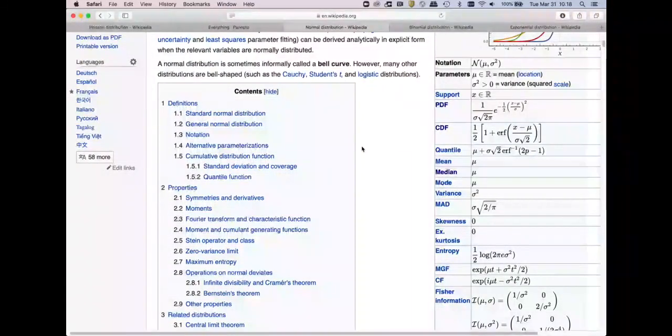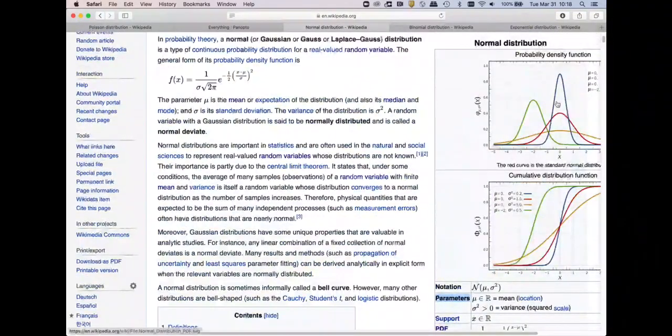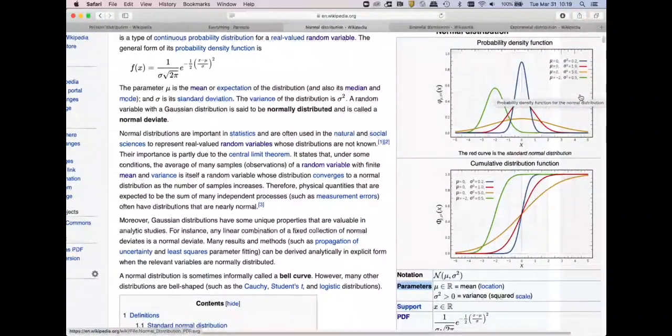Well, the first thing that you need to know about any random variable is, what are the parameters? And so the parameters are clearly identified here. So with a normal distribution, we have two parameters, the mean and the variance. By the way, they give you some pictures up here with various values of those parameters.